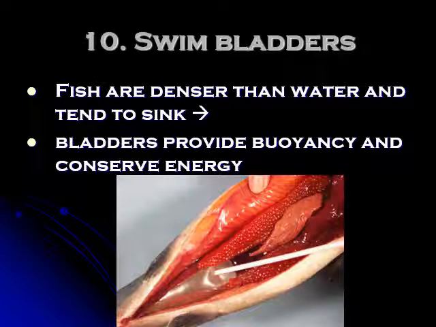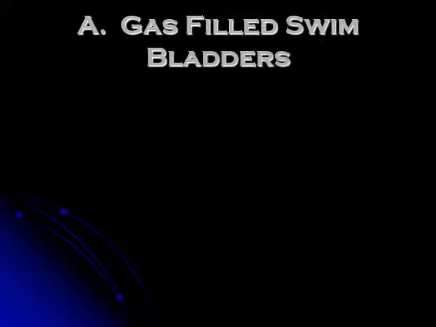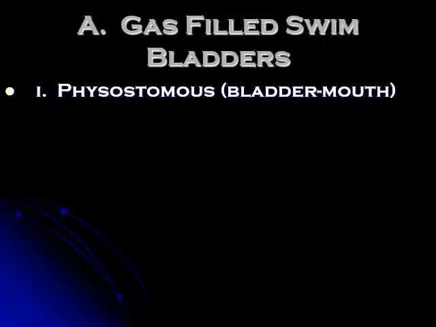So we'll take a look at all these different ones. We're going to start off with the gas-filled swim bladder. And the first one is a physostomous. Okay, stoma, you might remember stoma from biology. These are the little mouths that are found on the bottom sides of leaves, and it helps with gas exchange. Stoma means mouth. Physo means bladder. So the translation of this means bladder mouth. And their air bladders are connected to their mouths through a channel that connects to their esophagus.